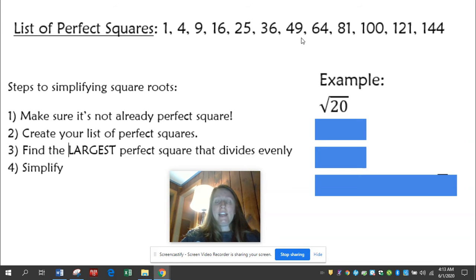So I'm going to go ahead and start with the number that is less than that. So 25, I wouldn't do 20 divided by 25. I'm going to start with 20 divided by 16.